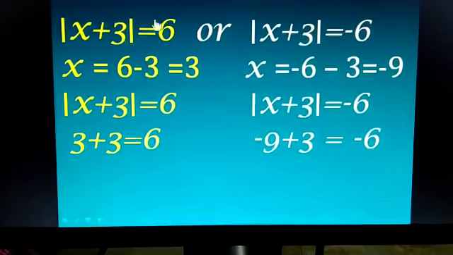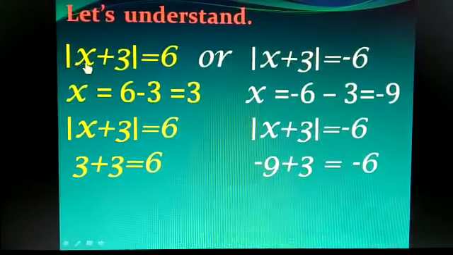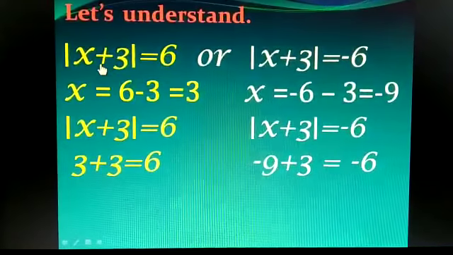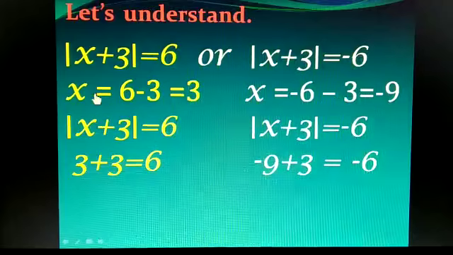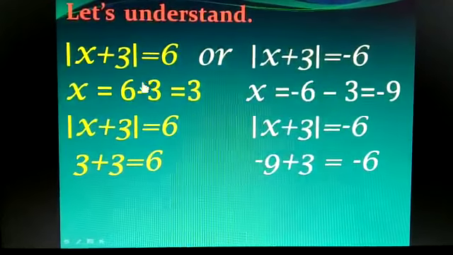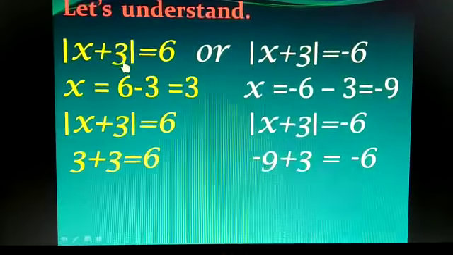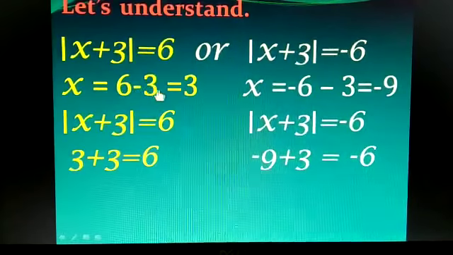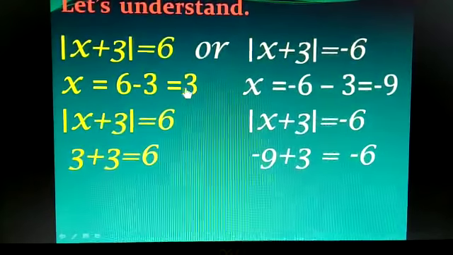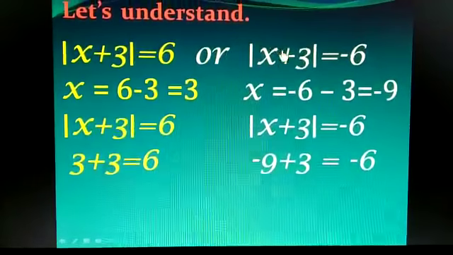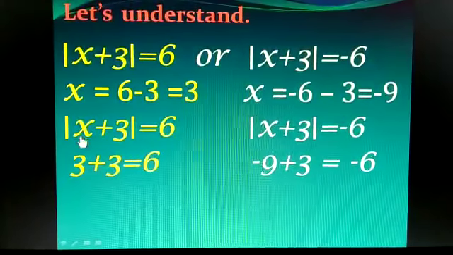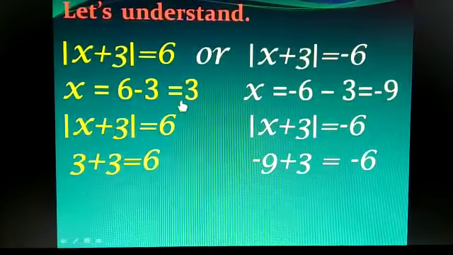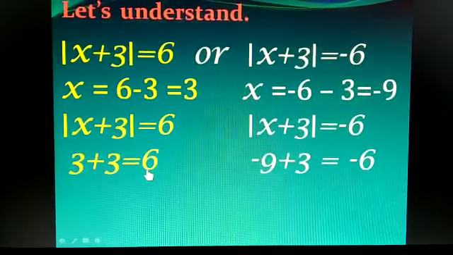Let's understand. The modulus of x plus 3 is equal to 6. So here x is equal to 6 minus 3. During the transposition, the plus 3 will become -3. So 6 minus 3 is equal to 3. Then apply the value. The x value is 3. So 3 plus 3 is equal to 6.